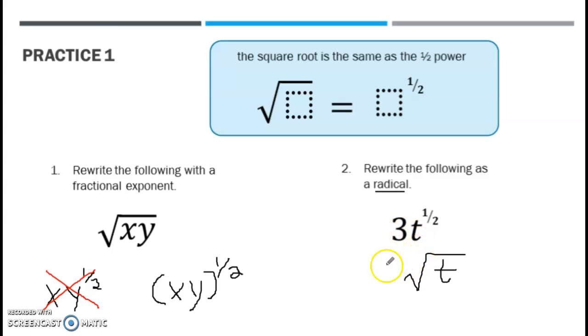And so what do you do with that 3? Well, you just kind of bring it in front so it's not underneath the square root. And these are being multiplied, even though we don't have a little multiplication symbol there, we just don't have to write it. And that's how you would do an example like that one.